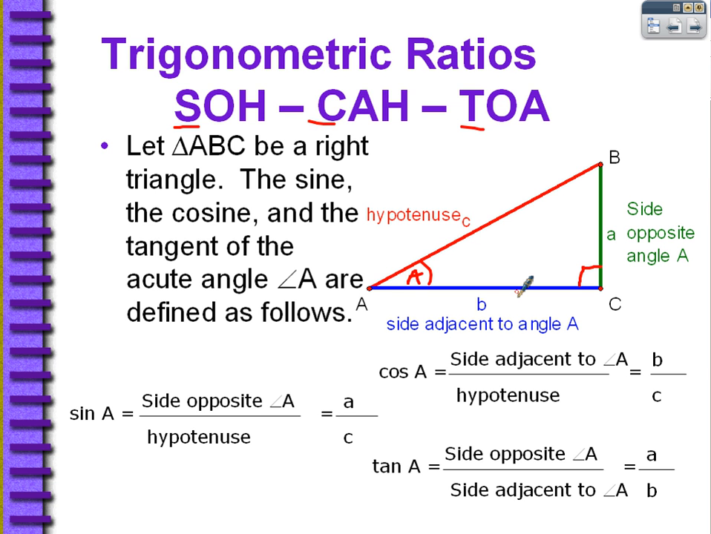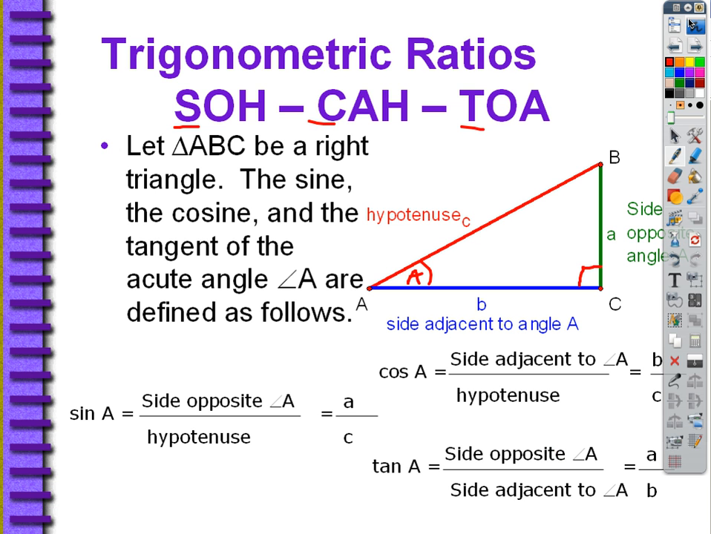For sine, it's opposite divided by hypotenuse. For cosine, it's adjacent divided by hypotenuse. And for tangent, it's opposite divided by adjacent. That's it, right? And so what we're going to think of these sine, cosine, and tangent ratios as being is always fractions.